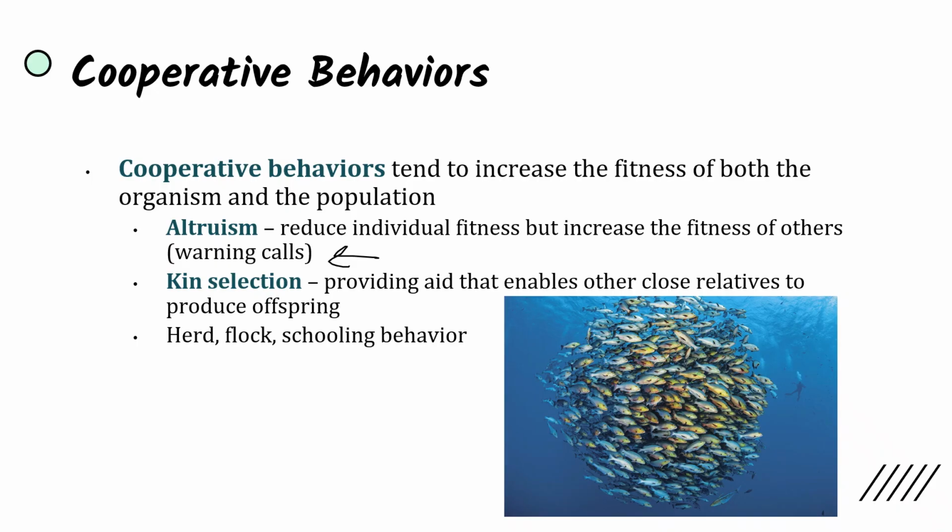We also have kin selection, where you are providing aid to close relatives. So providing aid that enables other close relatives to produce offspring. So you're selecting your kin as important, and so you're going to be helping them in order to increase their fitness. And we see cooperative behaviors through herds, through flocks, through schooling behaviors. So like the school of fish, there is power in numbers, and we see that through cooperative behaviors because these fish, as a large group, are going to appear not so easy to eat to predators, and they are going to be able to protect each other, unlike having a single individual.